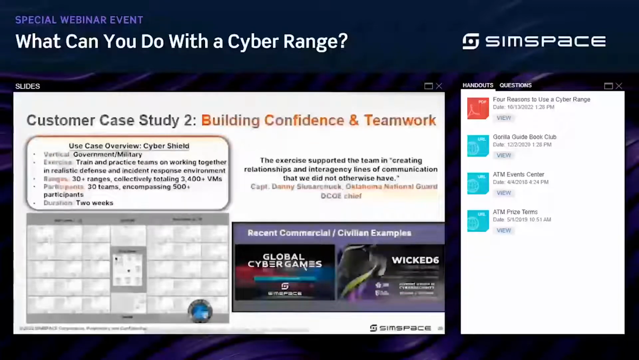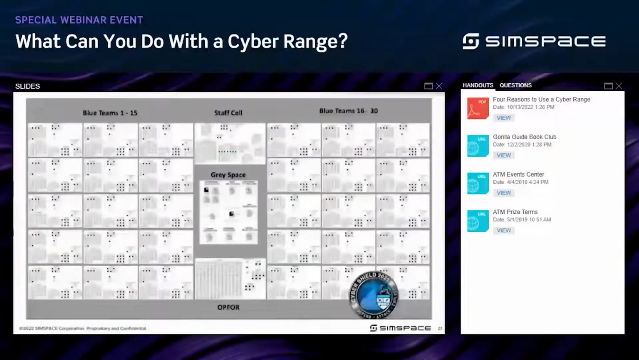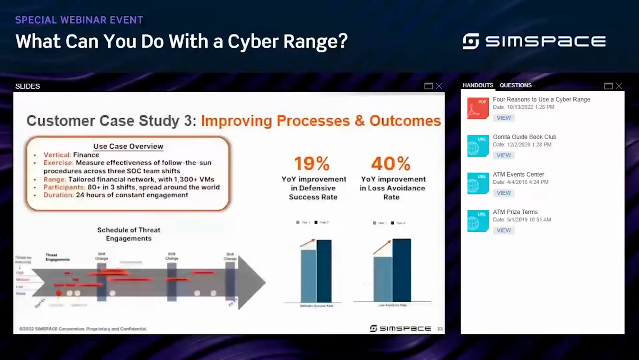So this was an event last year that we ran for US Cyber Command, and they had over 3,000 endpoints with over 500 team members, and I'll zoom in a little bit for you. 30 different teams, each with their own enterprise network to defend. A gray space and a staff cell for managing it, and then a whole separate Op4 to attack all these different teams to see, are they going to identify intrusions? Are they going to be able to mitigate? Can they do proper investigations? We can then scale that down and make that work for an individual organization.